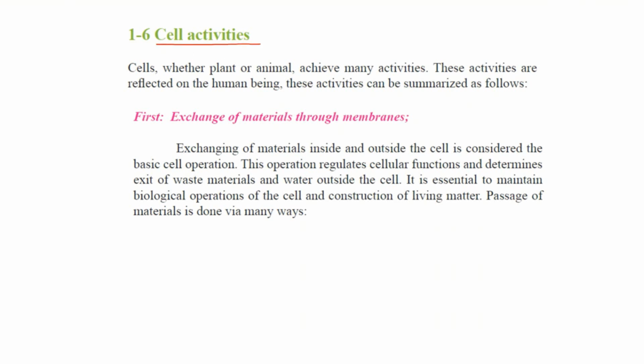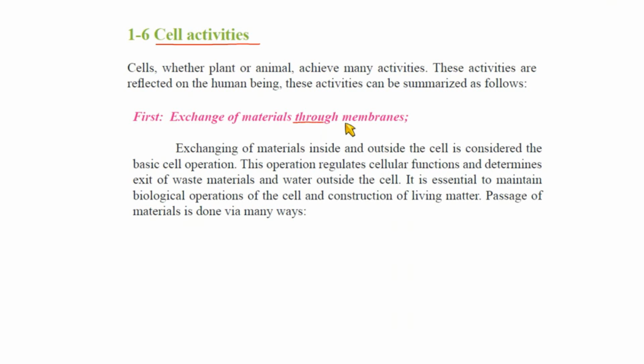Cell activities. Cells, whether plant or animal, achieve many activities. As you remember, we studied and saw that many of the organs which perform different activities are common to plant and animal cells. These activities are reflected on the human being because the human being depends on its environment, and these activities can be summarized as follows. Simply, in cell activities, we're going to study how these parts of the cell perform their functions.